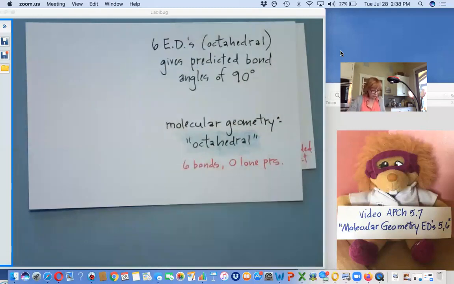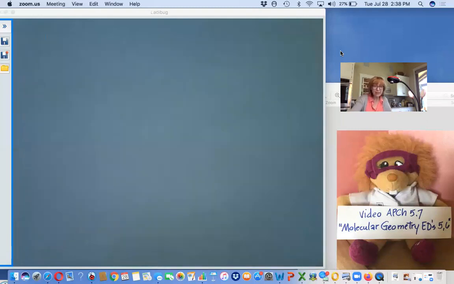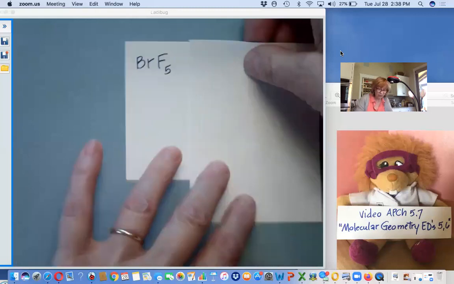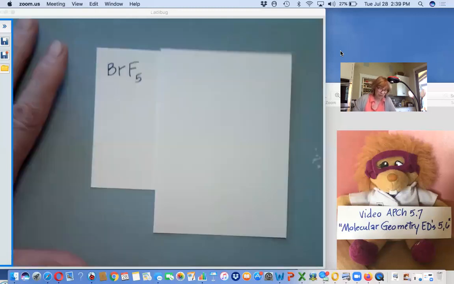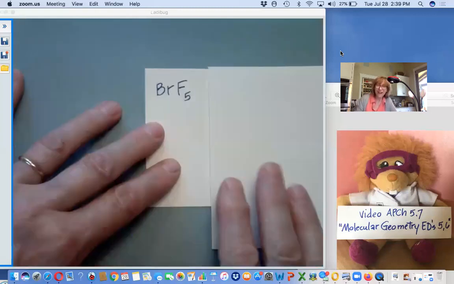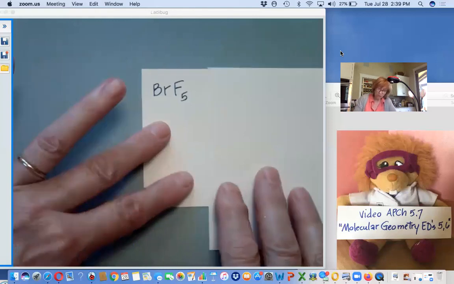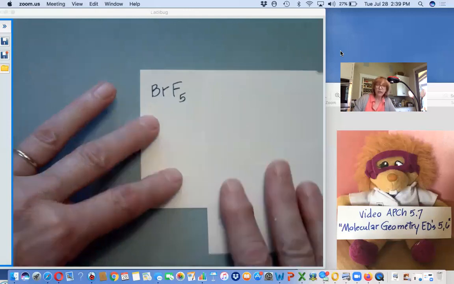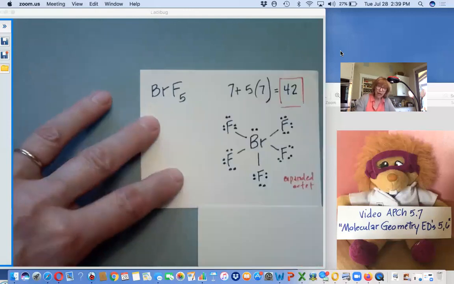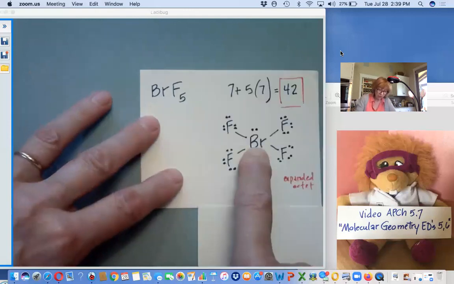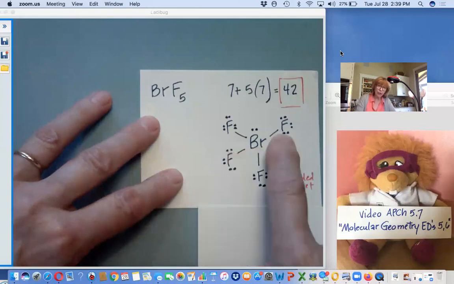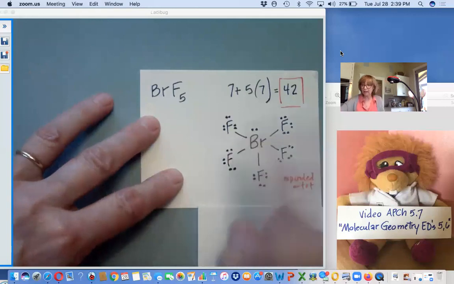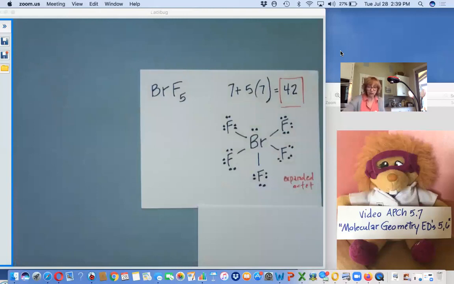Then I'd like you to do bromine pentafluoride, BrF5. Pause the video, draw the Lewis structure. Here's what you get. Central atom has 1, 2, 3, 4, 5 bonds and a lone pair. That's, again, 6 electron domains.